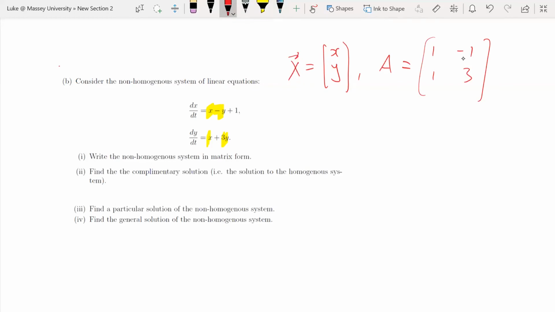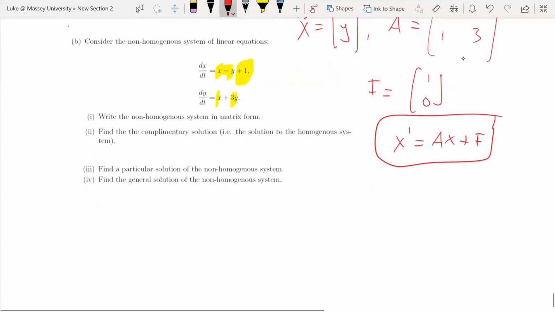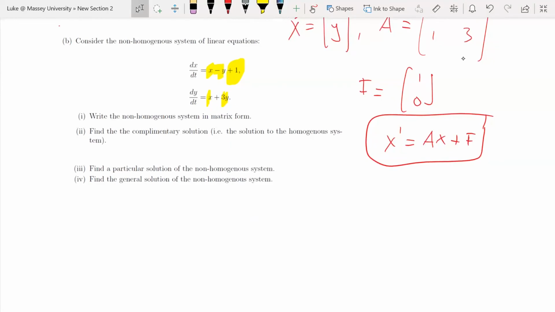Okay, and we also have a non-homogeneous term here, right? Plus 1. So f is equal to 1, 0, and therefore we have x prime equals A times x plus f. So that is the system written in matrix form. Okay, so fairly straightforward. The second part, find the complementary solution, i.e. the solution to the homogeneous system.